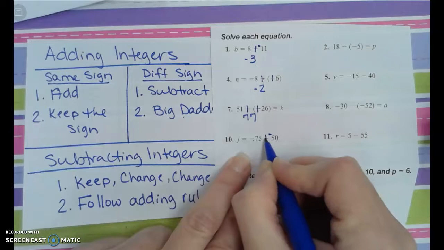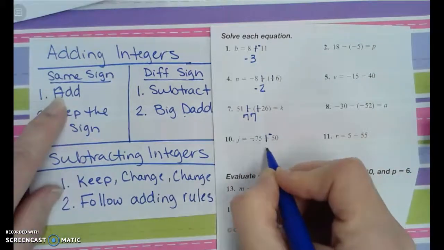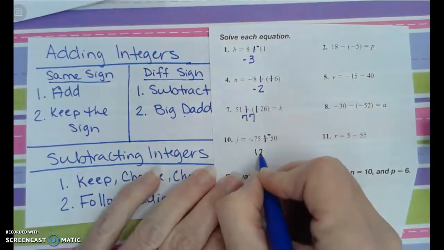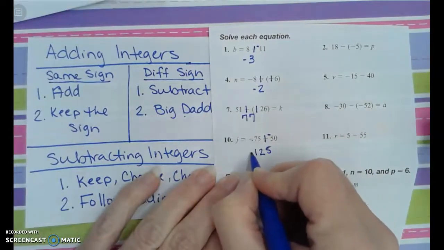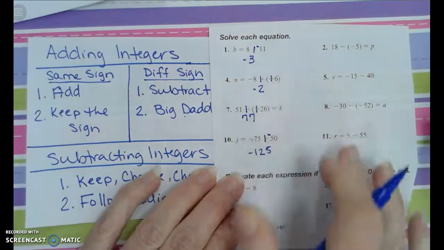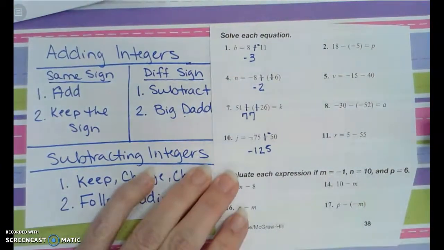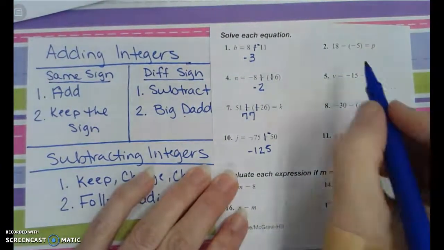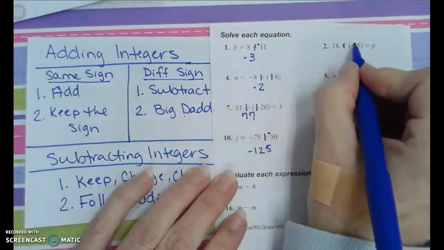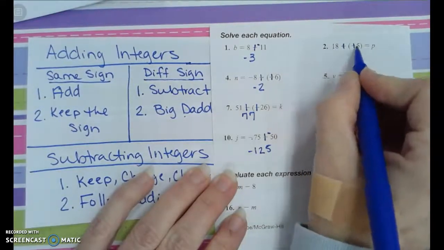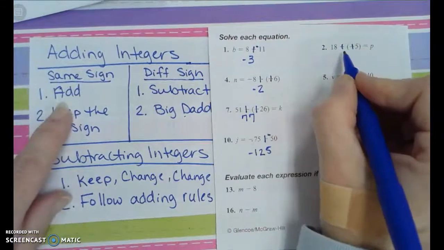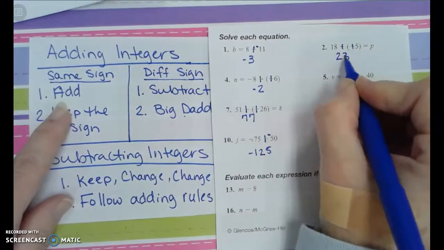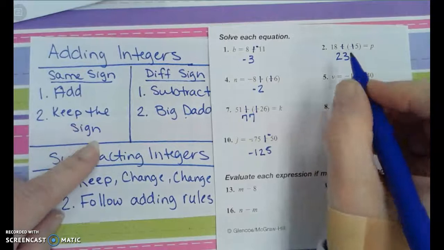Change. Keep, change, change. Now the signs are the same because they're both negative. We add and keep the negative. Keep, change, change. Remember, that's only with subtraction problems. Keep, change, change. The signs are the same. The same says add and keep that positive sign.